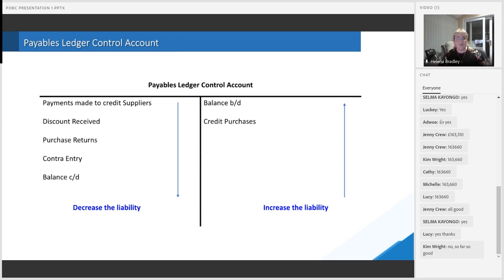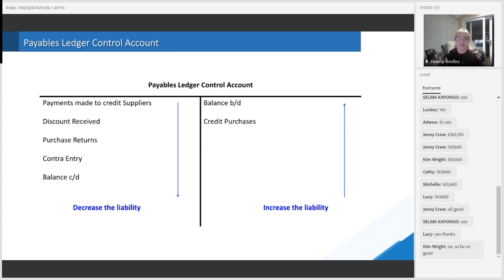There is no monetary movement of funds here, guys. We're literally just doing a book entry to reduce the liability in the payables ledger control account, reduce the asset of what our customer owes us in the receivables ledger control account. So that's a book entry. And then, of course, the balance carried down.